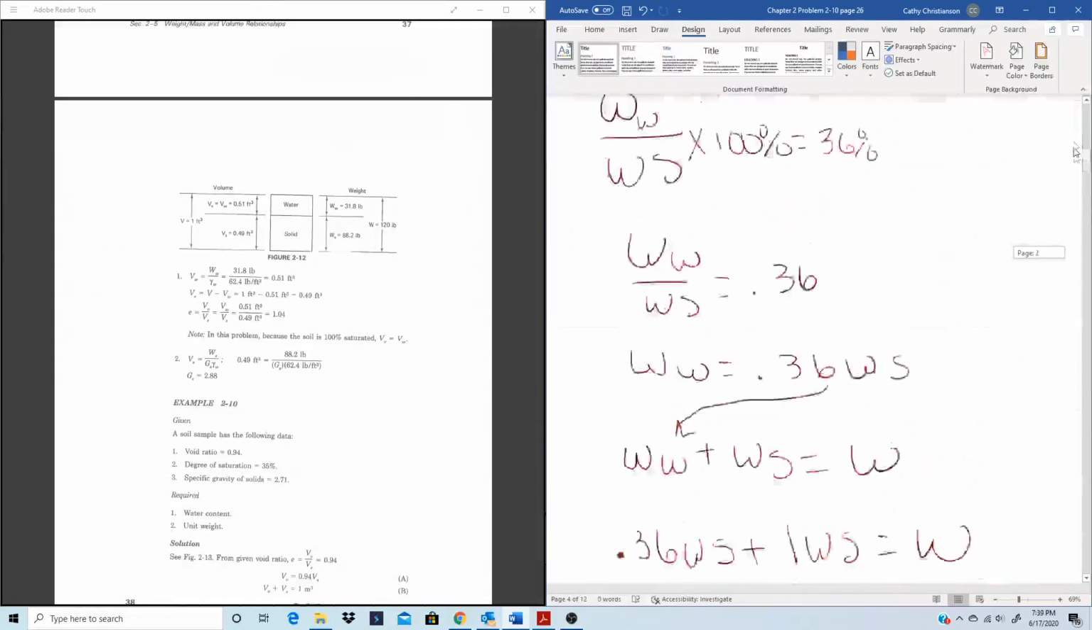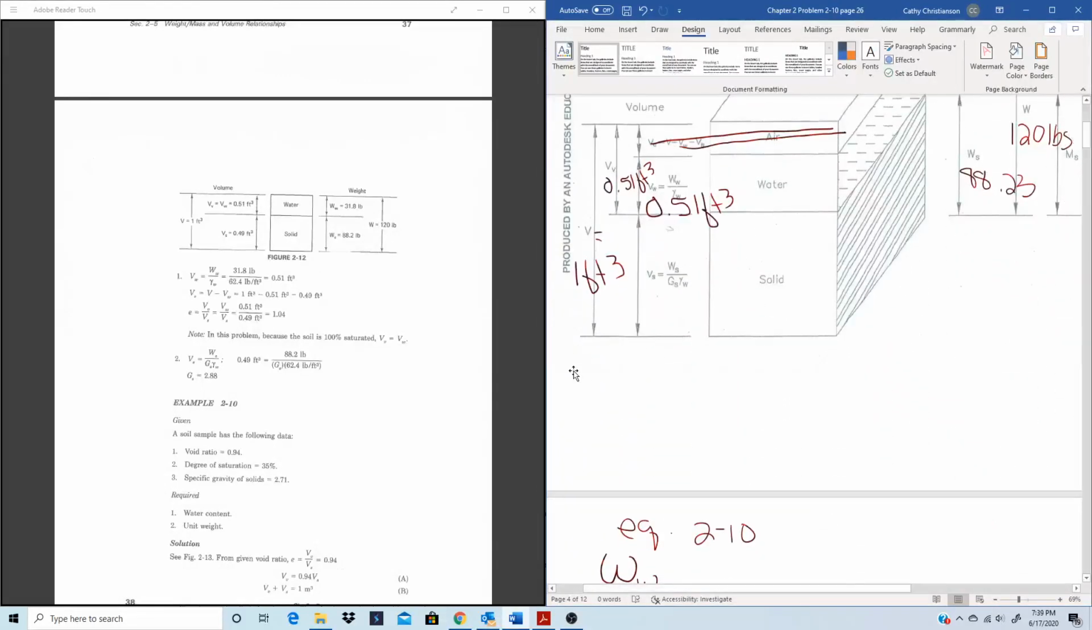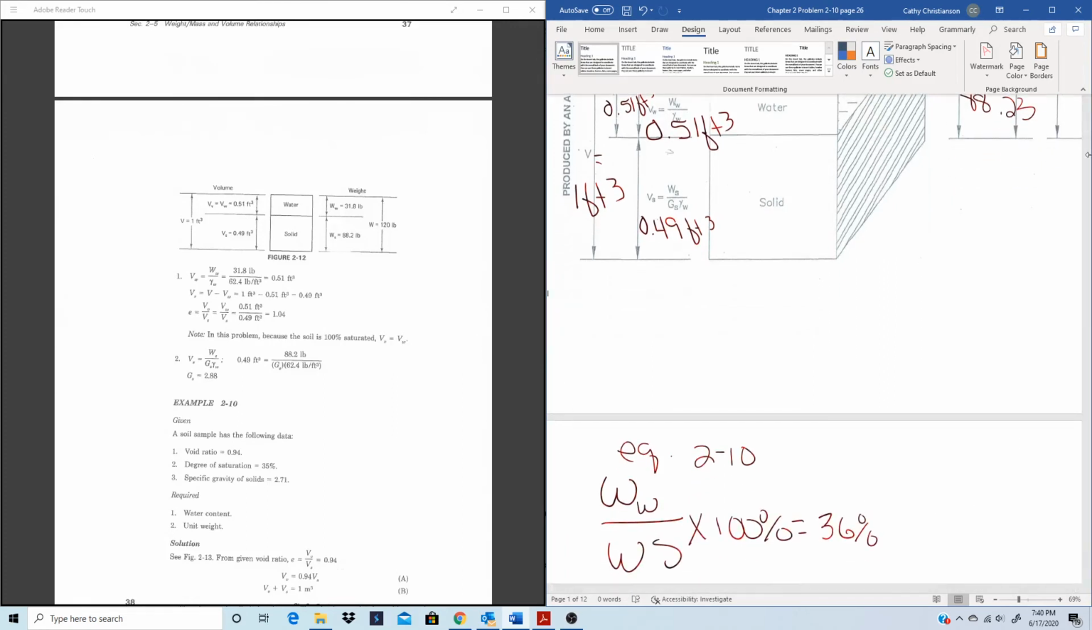So now I have 0.49 cubic feet. That's your volume of your solids. We know the weight of the solids because that's 88.23, and we know the unit weight of water. To get the void ratio, I can go ahead and solve it because I've got those two, but they actually ask for specific gravity as well. So I'll show you the two equations we're going to use.